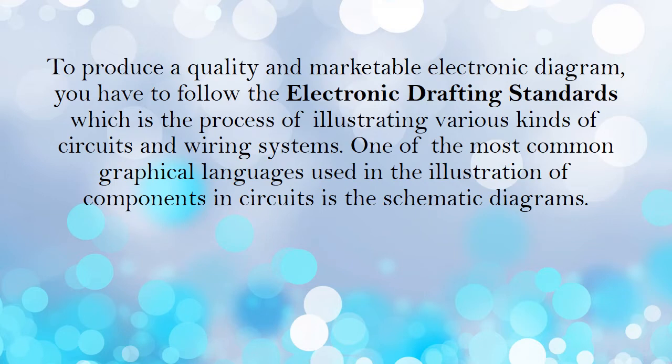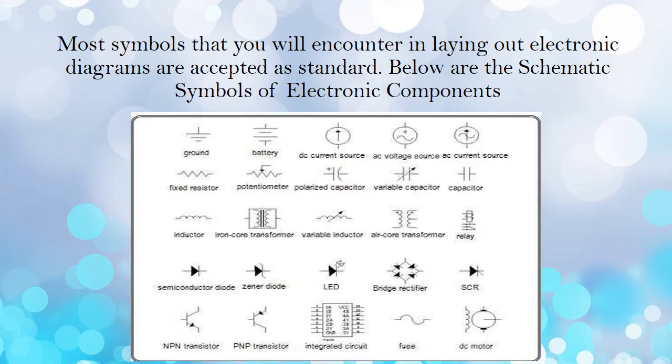So now let us begin our discussion. To produce a quality and marketable electronic diagram, you have to follow the electronic drafting standards, which is the process of illustrating various kinds of circuits and wiring systems. One of the most common graphical languages used in the illustration of components in circuits is the schematic diagram. Most symbols that you will encounter in laying out electronic diagrams are accepted as standard. So below are the schematic symbols of electronic components.